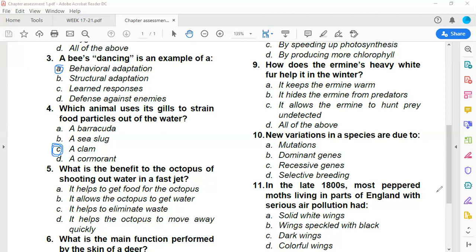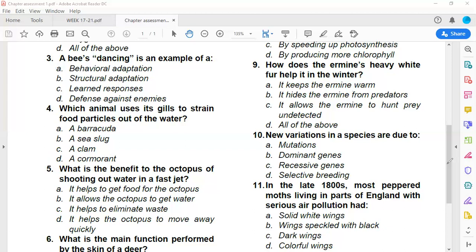Now, number 5 says, what is the benefit to the octopus of shooting out water in a fast jet? Letter A, it helps to get food for the octopus. Letter B, it allows the octopus to get water. Letter C, it helps to eliminate waste. Letter D, it helps the octopus to move away quickly. Okay, it's obviously the letter D. And this adaptation helps the octopus to move away quickly. Okay, hope you guys fixed your mistakes or double checked what you had done.